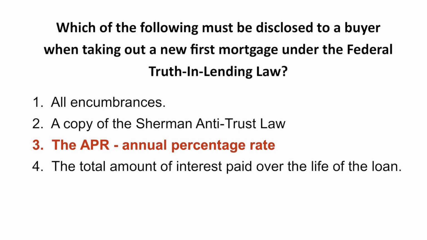Let's review that before we get off this question, and then you're going to see a couple of slides popping up that you can click on. Those are there for you to click on more links, more of my videos to give you more test questions to practice with. Let's read this one more time. Which of the following must be disclosed to a buyer when taking out a new first mortgage under the federal truth in lending law? And what must be disclosed? The APR, the annual percentage rate, that must be disclosed under the federal truth in lending law.